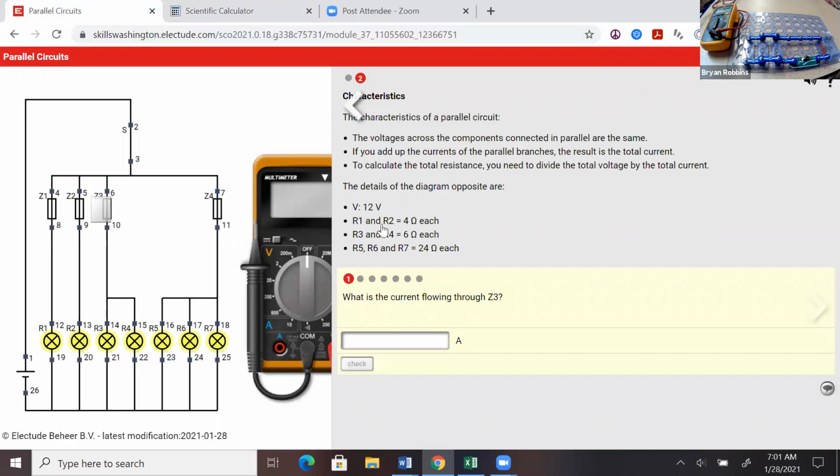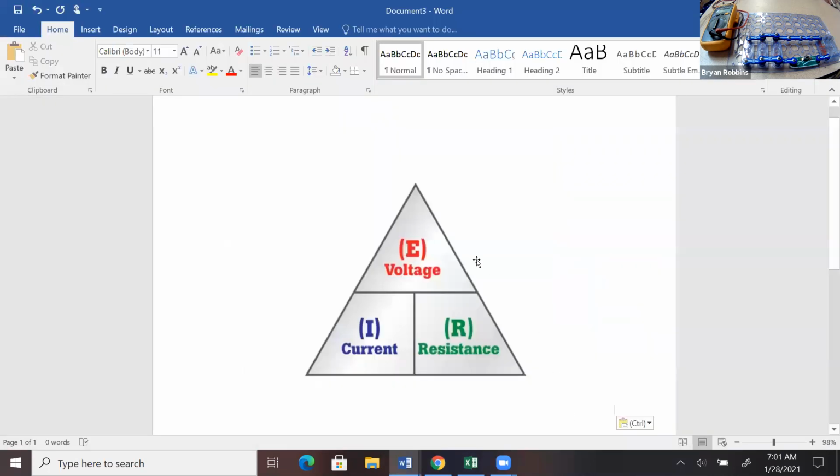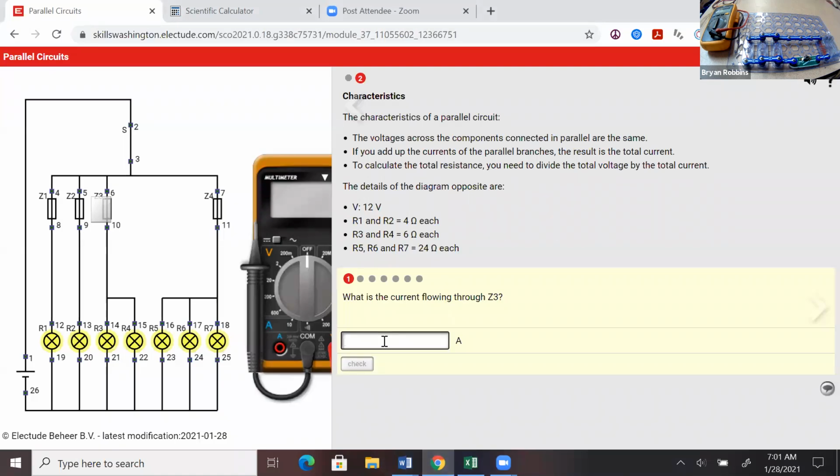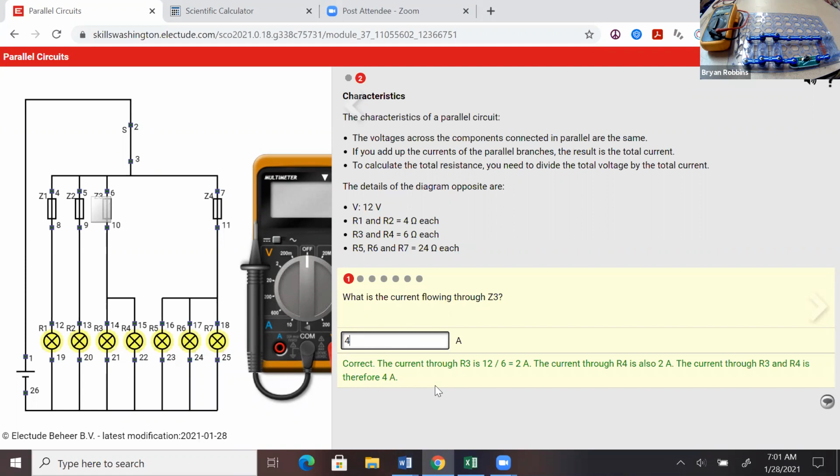But they're not asking for what total resistance is. They're asking for current. So remember, we have to go back to Ohm's law, and we know that the voltage is 12 and the resistance is 3. So voltage 12 divided by 3 equals the current, which is going to be 4. So if we put 4 in here, then we get the correct number.